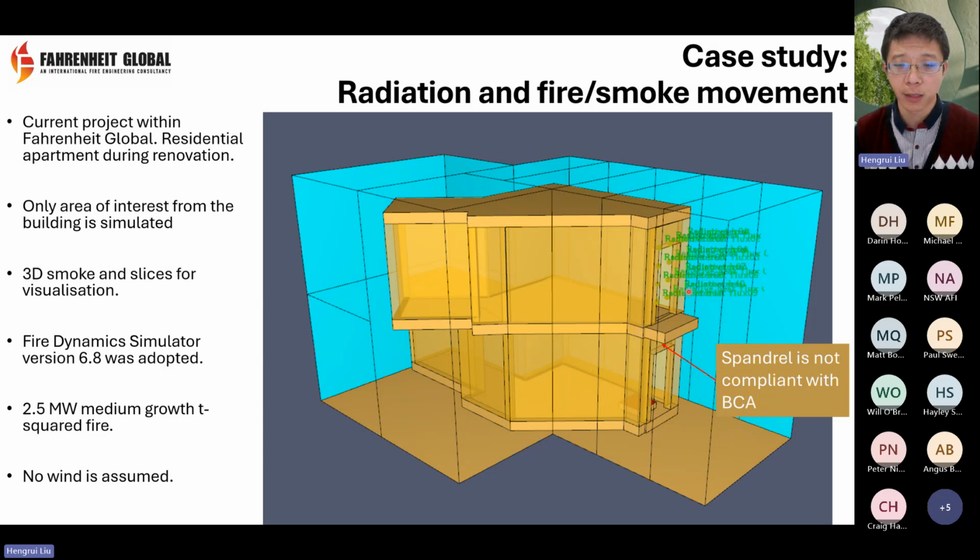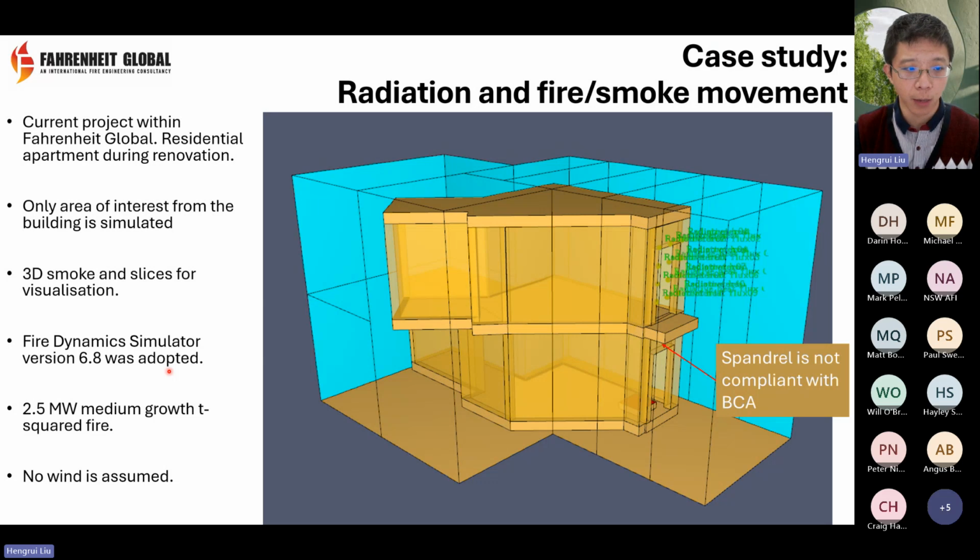So the client wants to ascertain whether or not this current spandrel setup is good enough, or can we say it's DTS, or an acceptable solution, that there won't be too much of a fire, or too much heat radiation coming up above the level and into the second room. So only the area of interest is modeled and simulated, and we have 3D smoke and temperature slices to help us ascertain the level of radiation or temperature, whether or not they are dangerous.